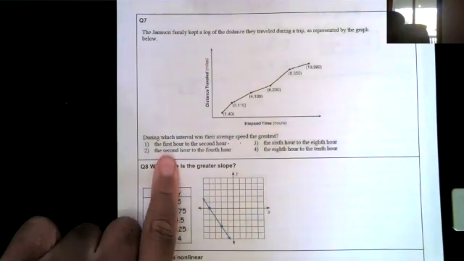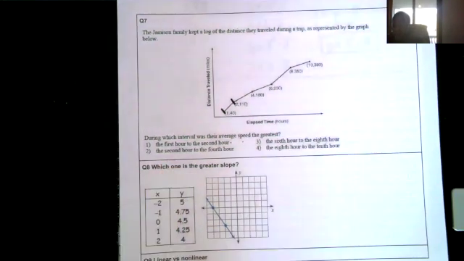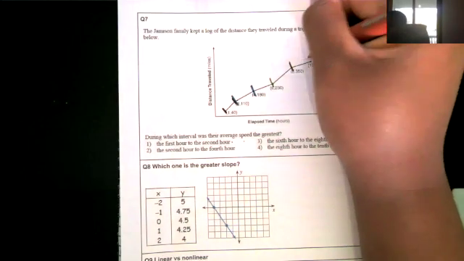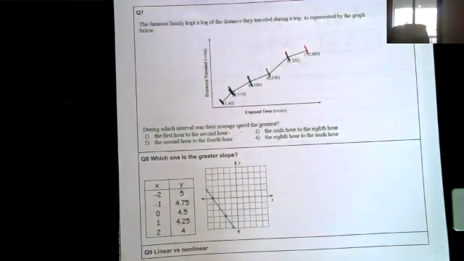The first hour to the second hour, so here to here. The second hour to the fourth hour. So the second to the fourth. The next option is the 6th to the 8th. So here to here. And the 8th to the 10th, which is here to here. So we're going to see which section of their trip they were traveling at the fastest speed. So all we need to do is do the slope for each one of these little pieces.